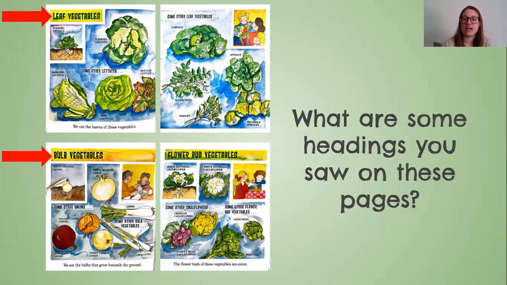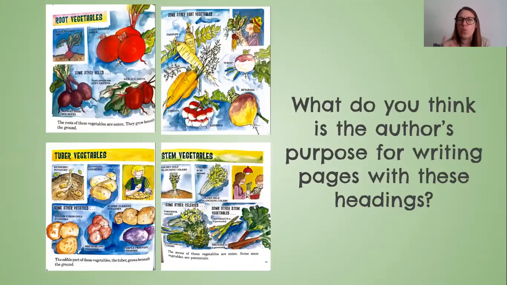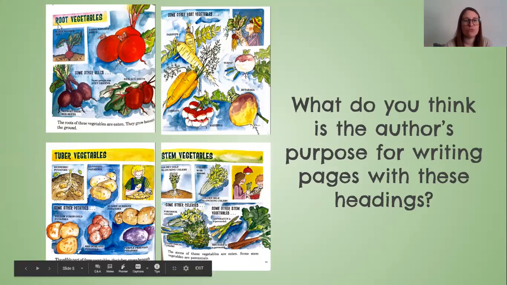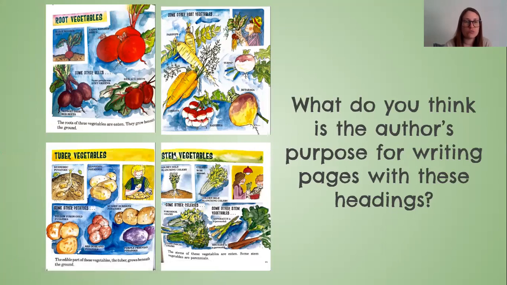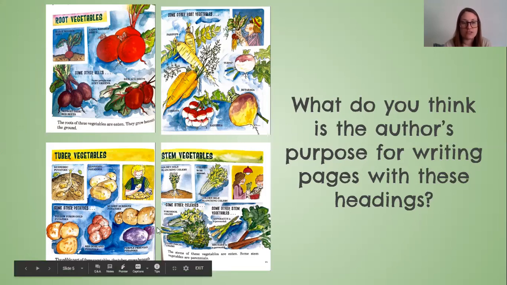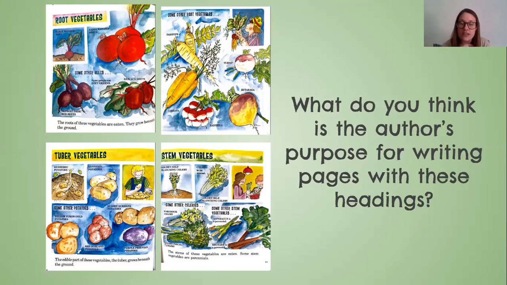Thinking about the headings on these pages, why would the author want to tell us about this? So what is the author's purpose for writing pages with these headings? If you look here, there's a few more. Root vegetables, tuber vegetables, stem vegetables. It says the roots of these vegetables are eaten, they grow beneath the ground. The edible part of these vegetables, the tuber, grows beneath the ground. The stems of these vegetables are eaten. Some stem vegetables are called perennials.